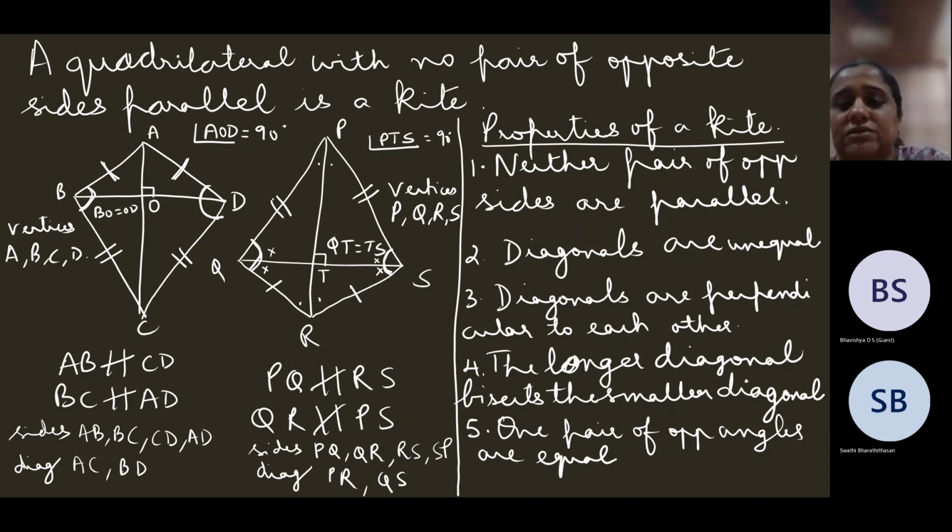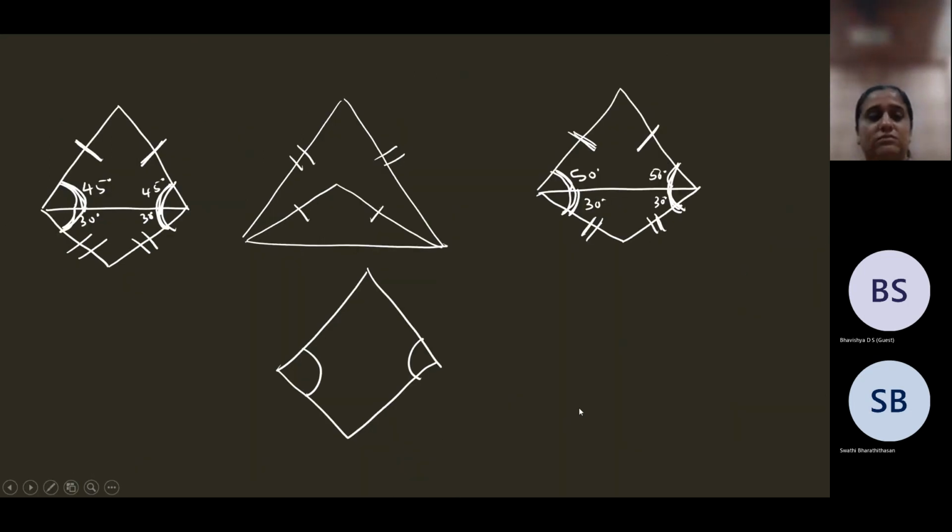So these are the properties of a kite. Neither pair of opposite sides are parallel. Diagonals are unequal. Diagonals are perpendicular to each other. The longer diagonal bisects the smaller diagonal. One pair of opposite angles are equal. And both pairs of adjacent sides are equal. Okay, that's about a kite.